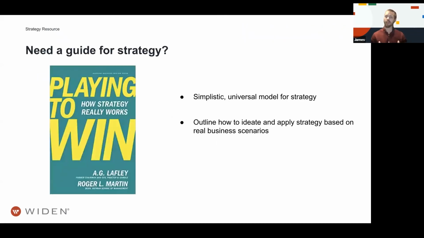Now, if you need a little bit of help with strategy, if you're saying, you know what, you're right, James, we do need a strategy, but I just don't know where to start, I would point you to this book. Playing to Win by A.G. Lafley and Roger Martin is a fantastic book. It lays out a simplistic universal model that you can adapt for your own strategy. It will lay out how they've used it, how they ideated upon it, and how they applied it to strategy. But the good news is it's really flexible, really easy to use in a variety of circumstances. So I'd point you there if you're looking for a strategy, but that's number one. First and foremost, start with strategy.